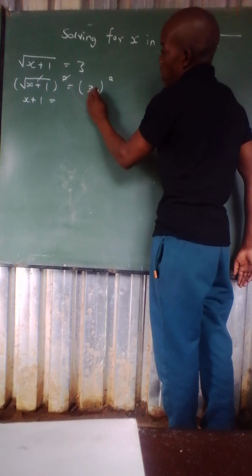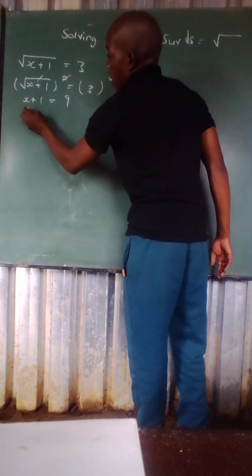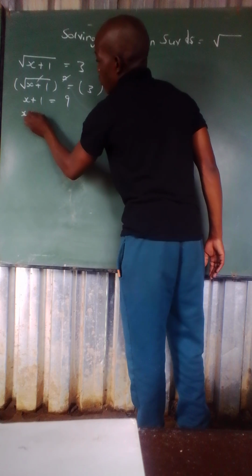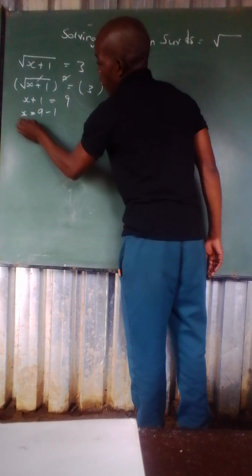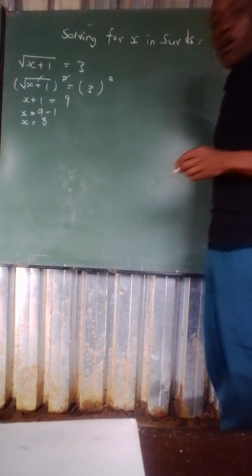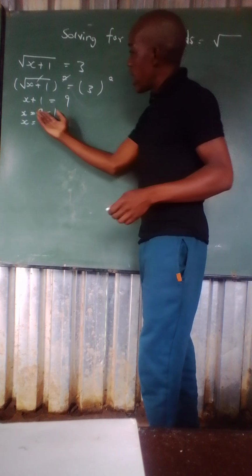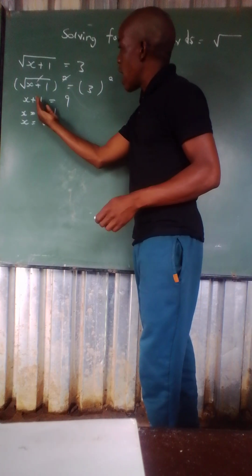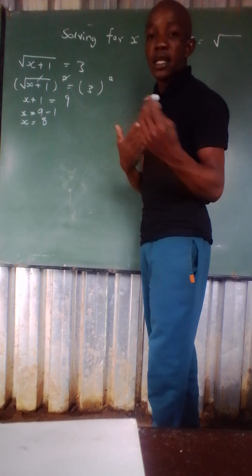Now, on your calculation, you can say 3 squared, then you will have what? 9. Okay. On your next step, you will say x equals 9 minus 1. Then at the end of the day, you get your final answer as 8. Mind you, why did I get 8? I got 8 because I moved 1 from the left hand side, and when it comes to the right hand side, it changes sign.